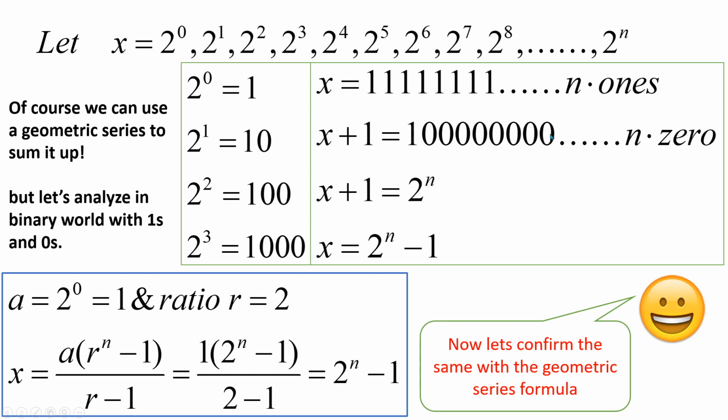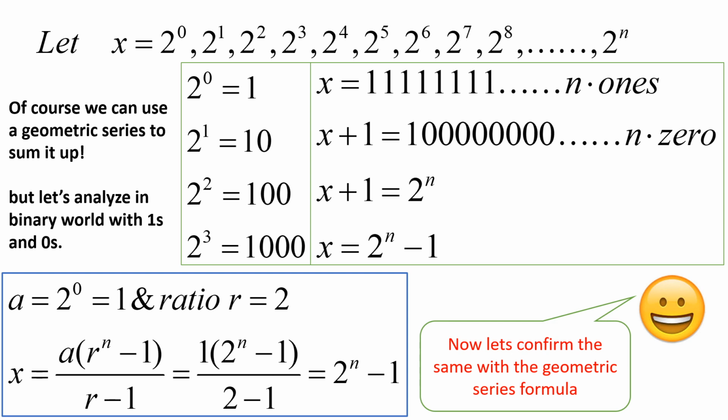Nice. So now we have x plus 1 is equal to 1 followed by n zeros in a binary world. Now, why not we subtract 1 on both sides? That gives us x is equal to 2 power n minus 1. Nice. So we were able to sum up all of these in a binary world. And of course, we can do this in a simple geometric sequence as well.